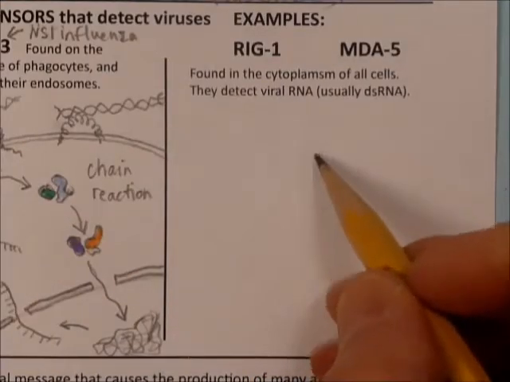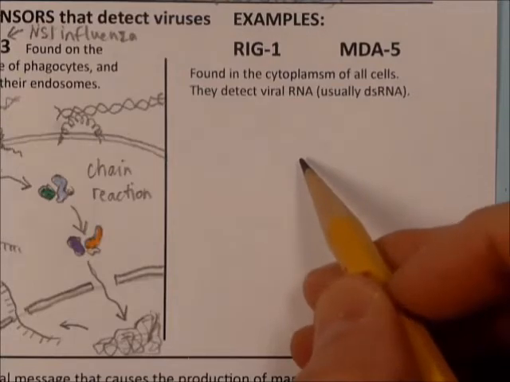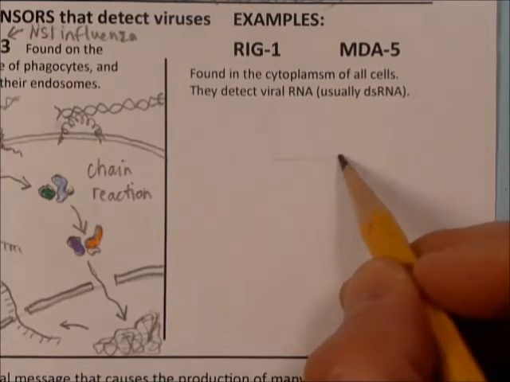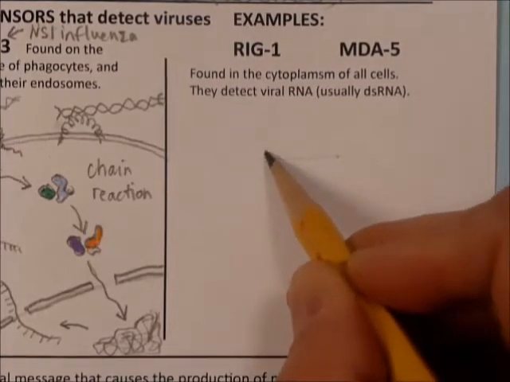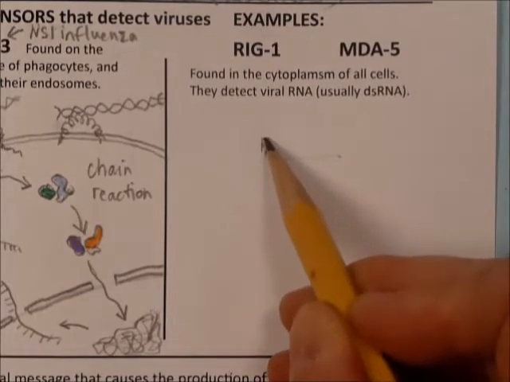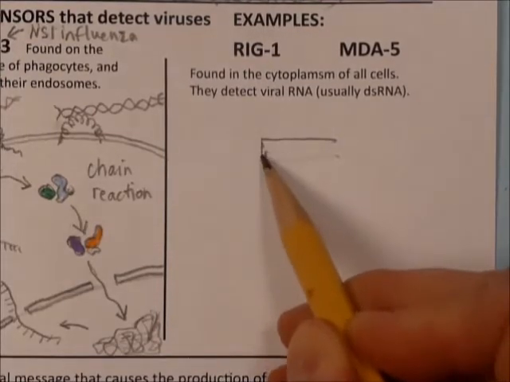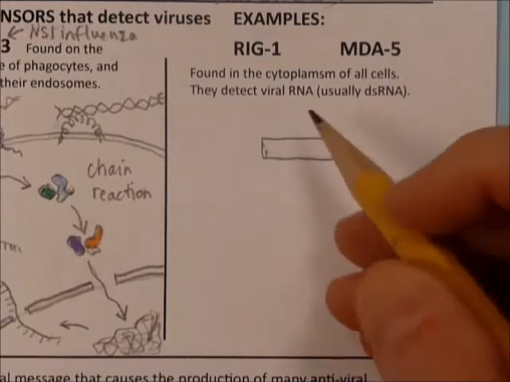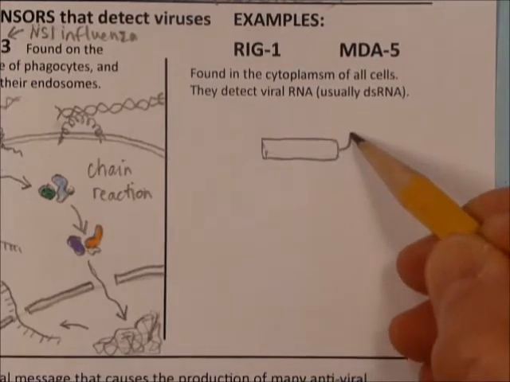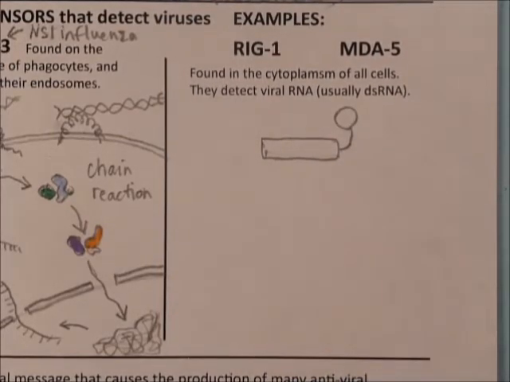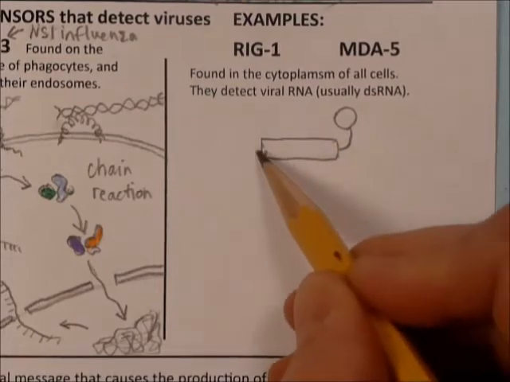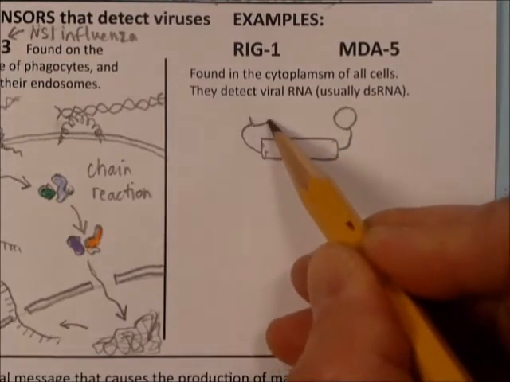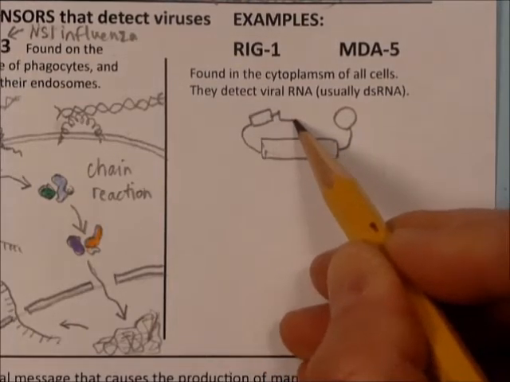So let's draw it twice, just like it was twice in that diagram we just looked at. In its inactive form, it's going to look like a rectangle, like that, and then curve over like that.